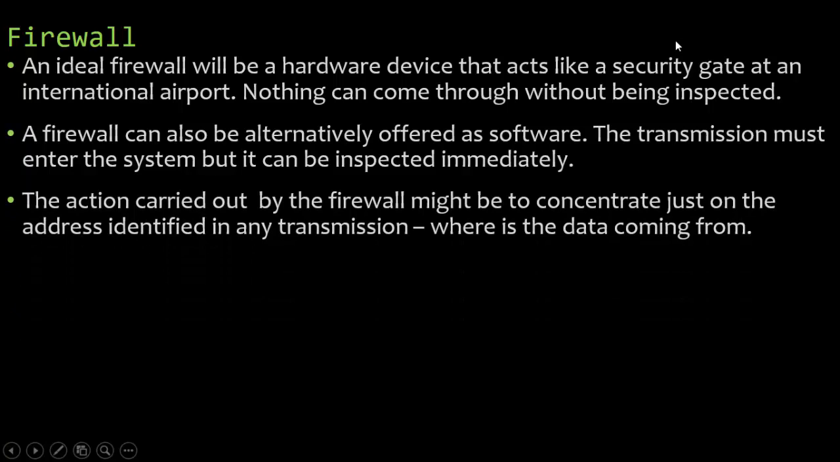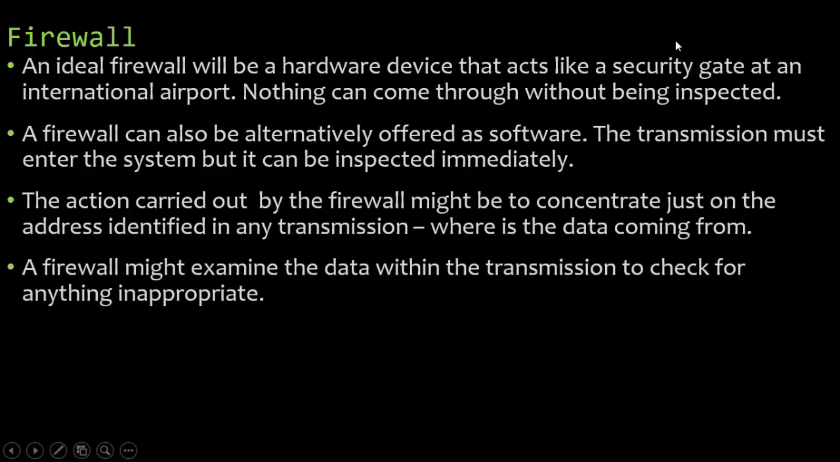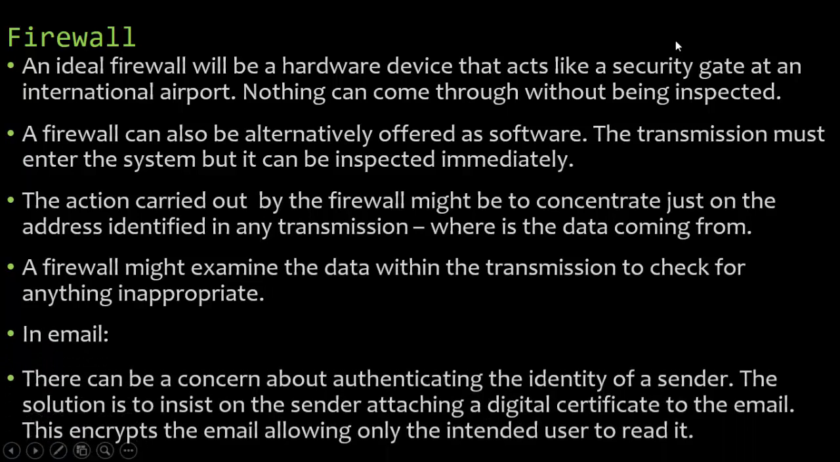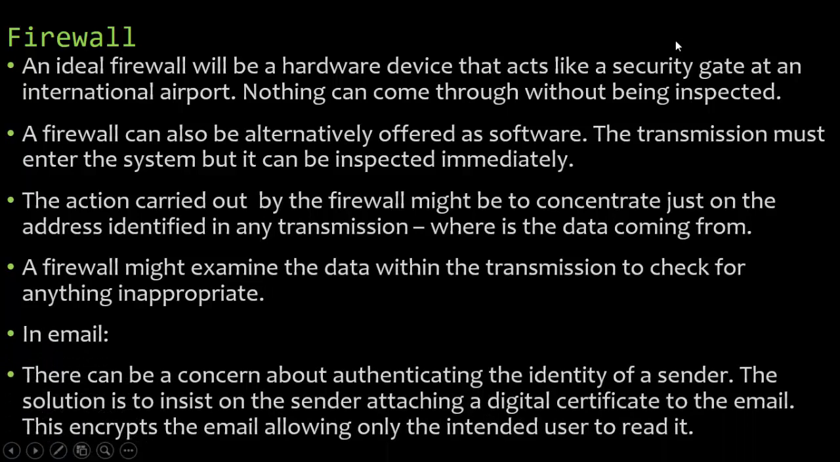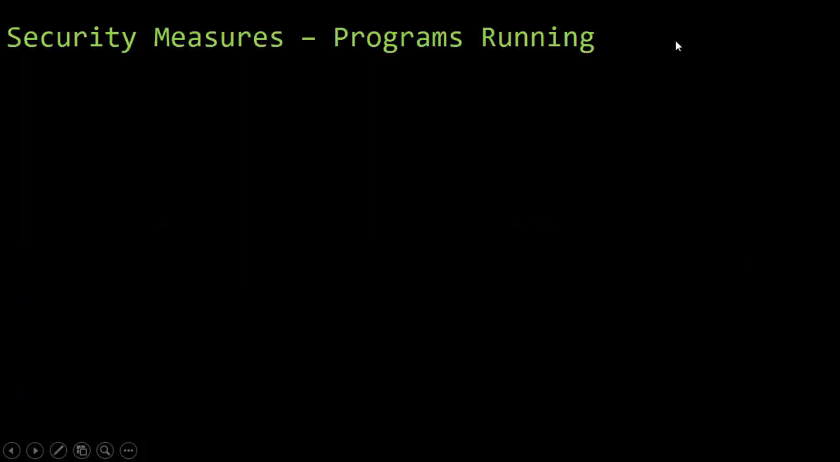Now, the action carried out by the firewall might be to concentrate just on the address identified in any transmission, such as where the data is coming from. A firewall might examine the data within the transmission to check for anything inappropriate. For example, in an email, there can be a concern about authenticating the identity of a sender. The solution is to insist on the sender attaching a digital certificate to the email. This encrypts the email, allowing only the intended user to read it.